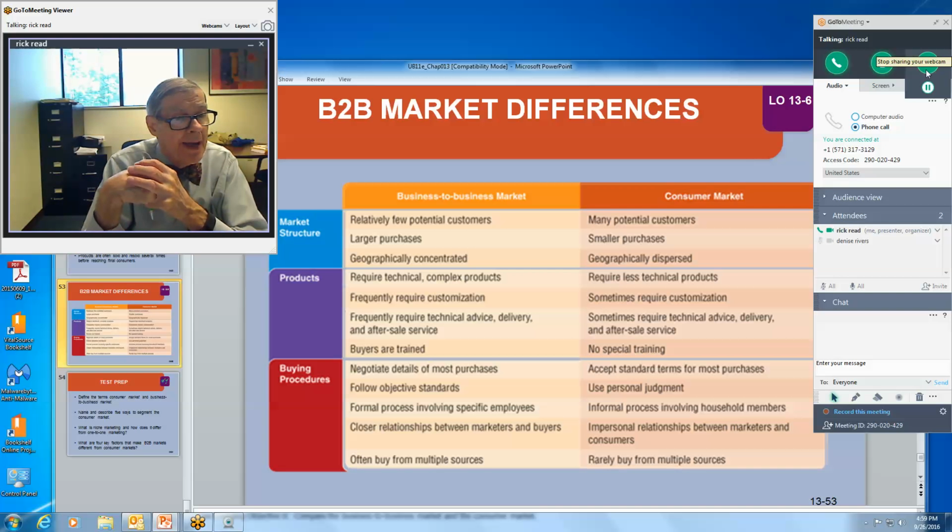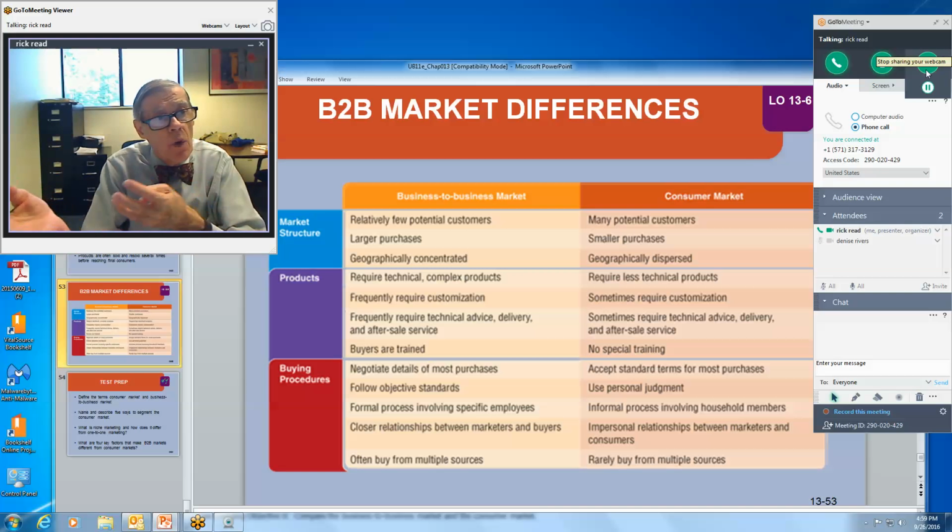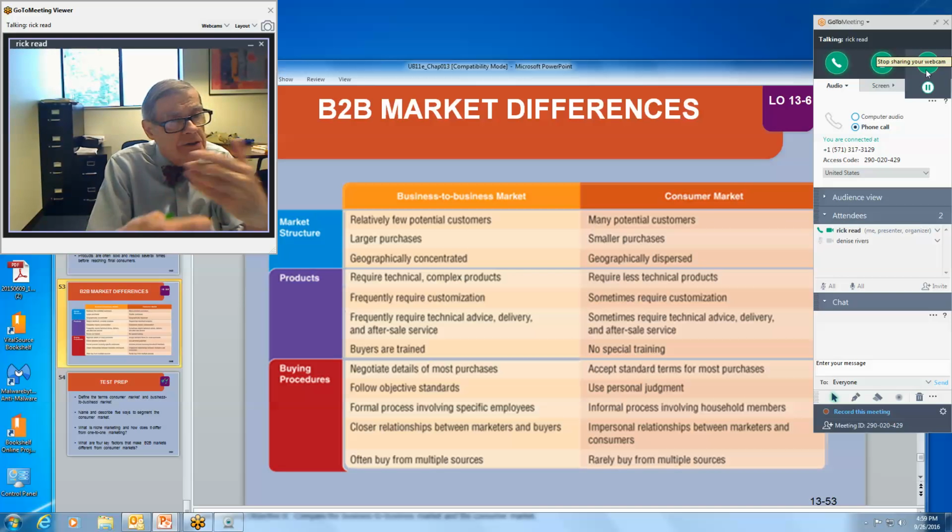Notice that the last thing in buying procedures, buying is done from multiple sources where a consumer rarely buys from multiple sources. So there are some differences there. I encourage you to read them and to look at them and to become a better consumer yourself. That brings us to the end of chapter 13.